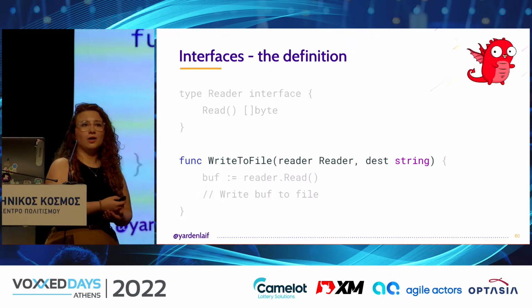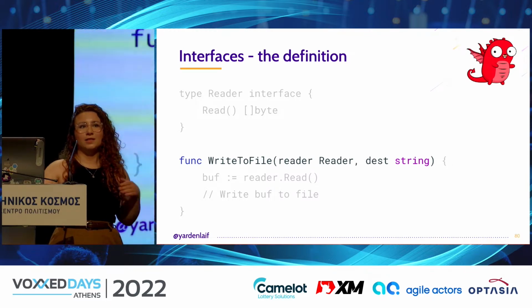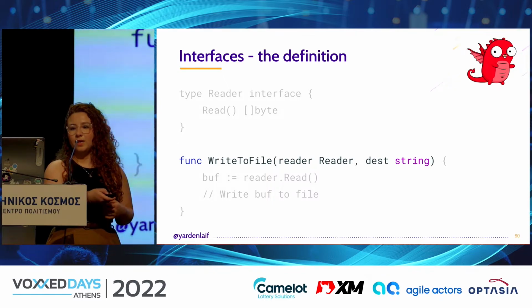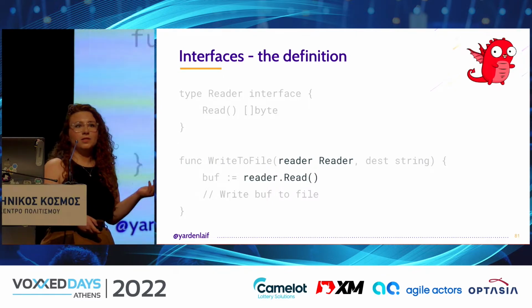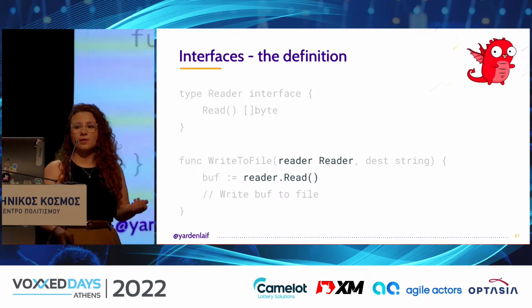Now, we can change our 3 write-to-file methods into one write-to-file method which just accepts this reader. And then, since it accepts this reader, and this reader surely has the read function, it can call that read function, save it in a buffer, and then write it to a file.